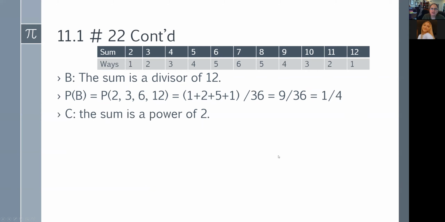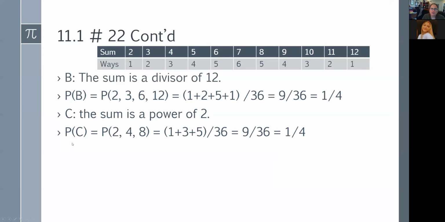Part C, the sum is a power of 2. Well, the powers of 2 that you could roll as the sum are 2, 4, or 8. There was 1 way to get a 2, 3 ways to get a 4, and 5 ways to get an 8. So this gave me a probability of 9/36, and 9/36 simplifies down to 1/4.